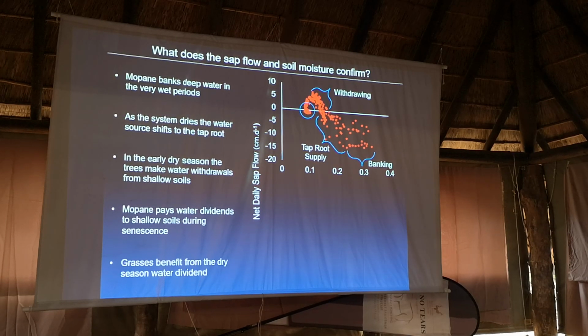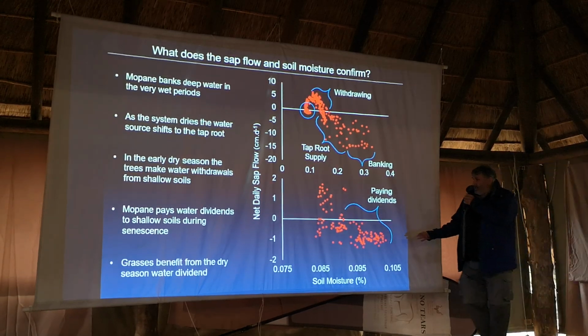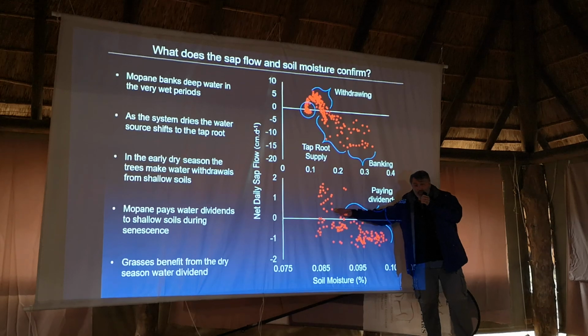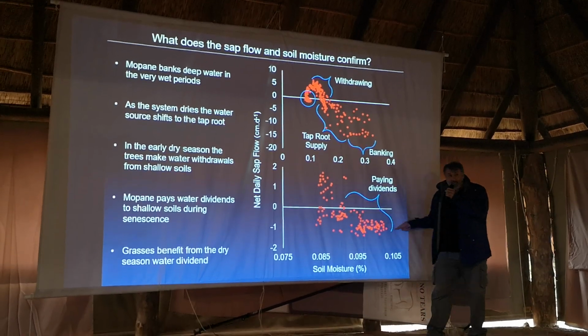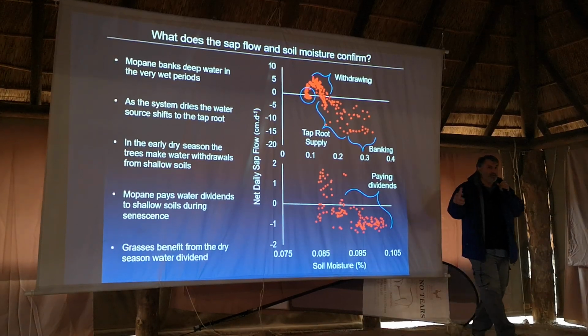Next one. If we zoom in on what happens right at the end of the dry season, then we've got a situation where the flow turns negative in the shallow roots. This is right at the end of the dry season. The flow turns negative, soil moisture increases. So that's our water lifting, and the tree's now providing water for something else.